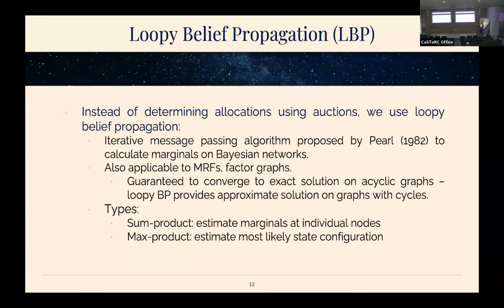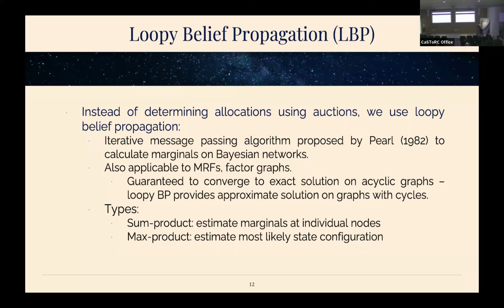So instead of determining allocations using auctions, remember what we're trying to do here is to form the supply chain in a decentralized way. And auctions was the state of the art in decentralization at the time. We use something called loopy belief propagation, which you may have come across before. It's by Judea Pearl in 1992.